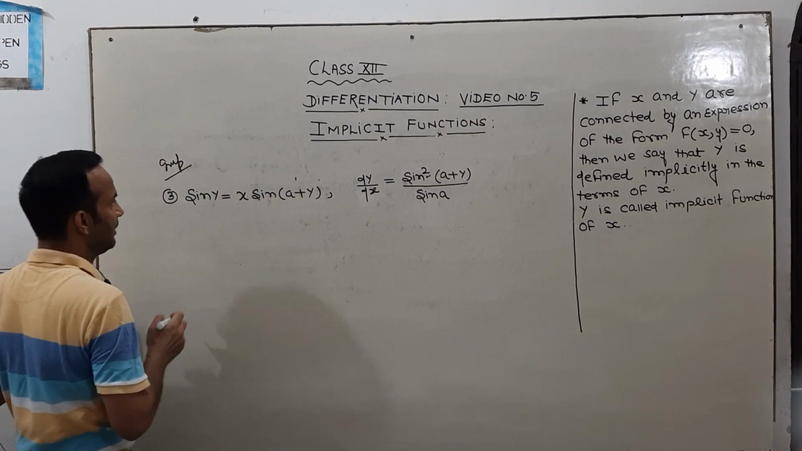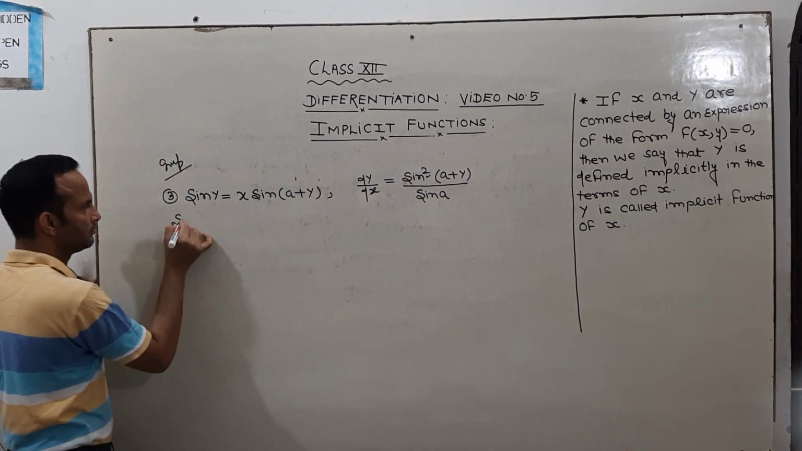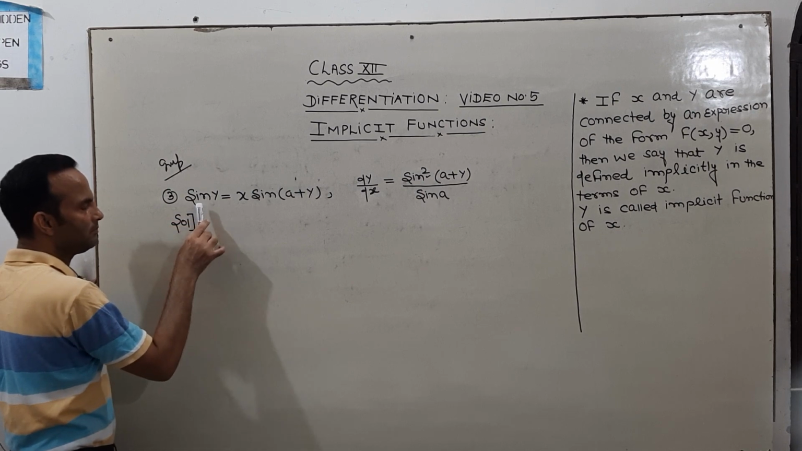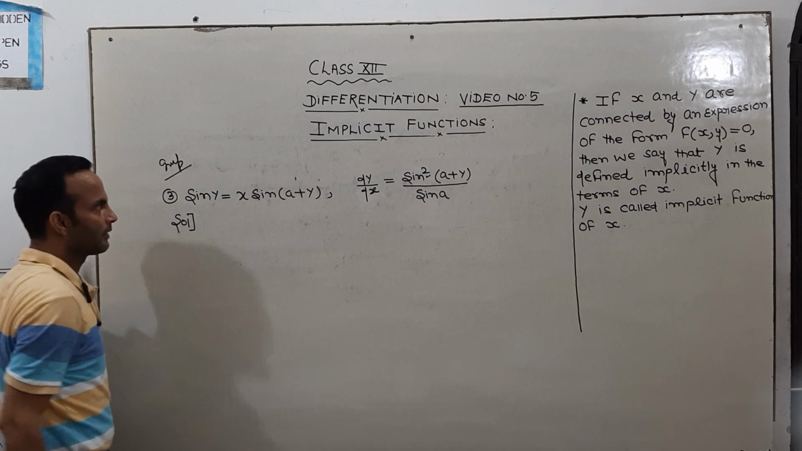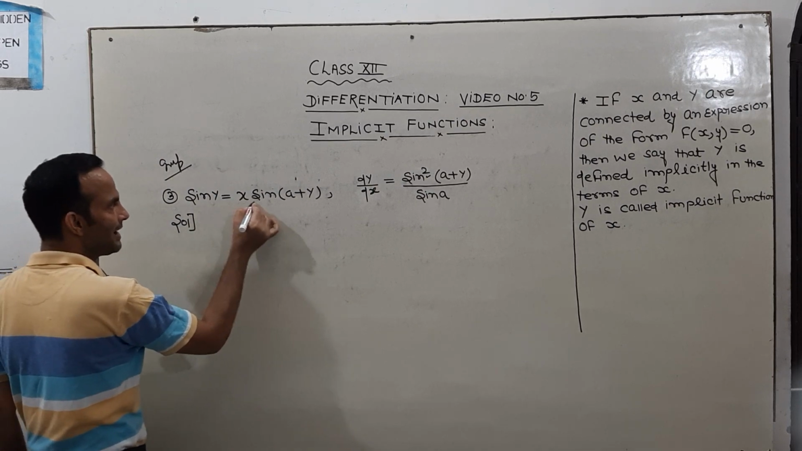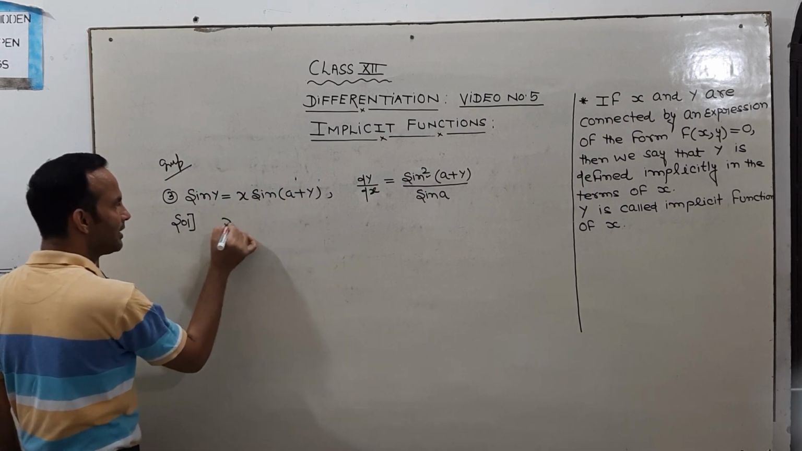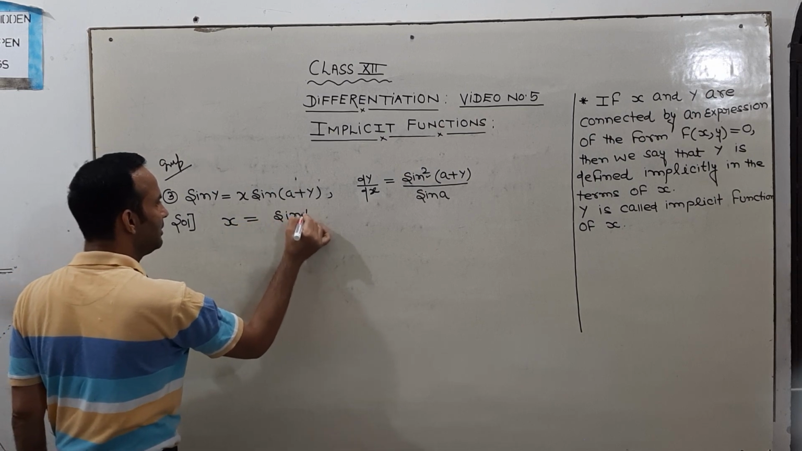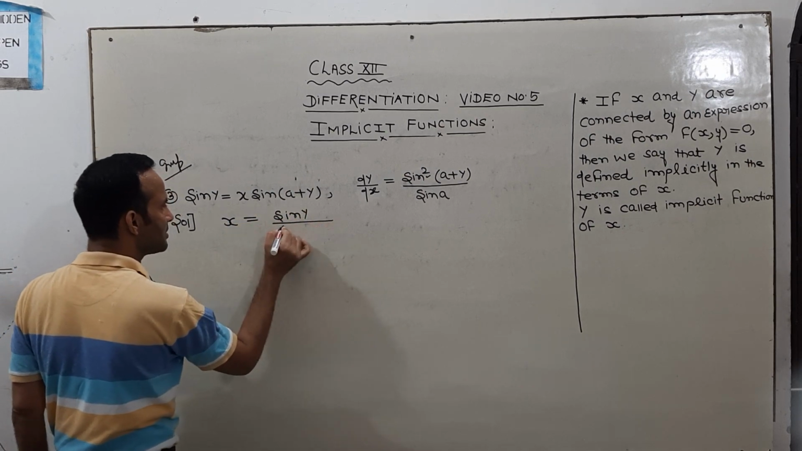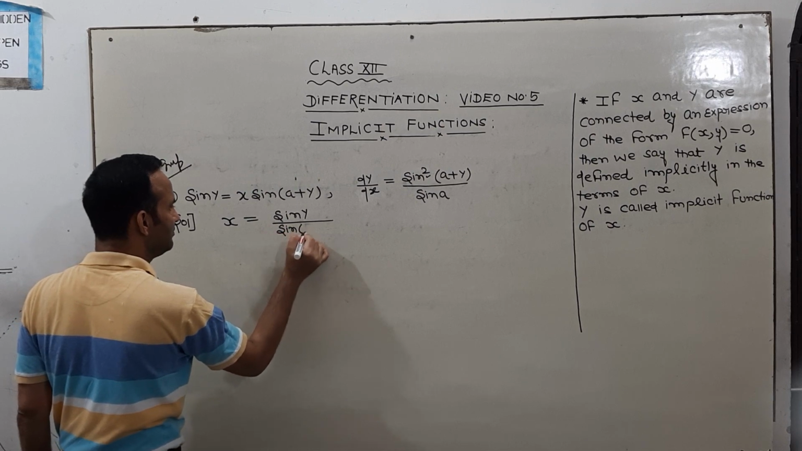So see the solution. This is the problem related to the implicit function. You can see equal sign is given. Sin y is equal to x times of sin of a plus y. Then what is the value of x? We can write it as sin y upon sin of a plus y.